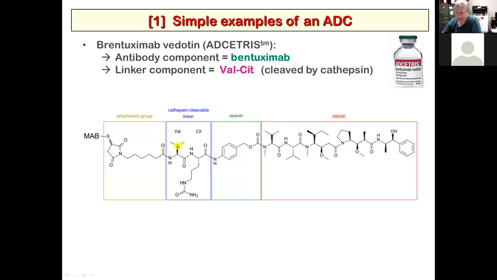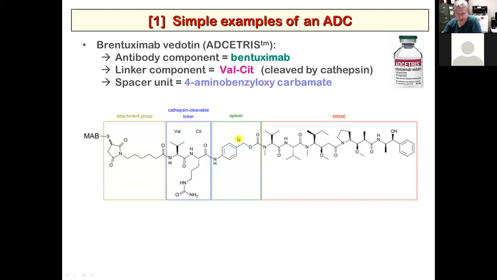Valcit is valine-citrulline, and citrulline is not the same as lysine. It kind of looks like lysine, except lysine has an extra carbon, and citrulline has this urea linkage at the bottom. But the big thing is that Val-Cit is recognized by cathepsin, which is a protease. And that allows the protease to cleave this key peptide linkage right here.